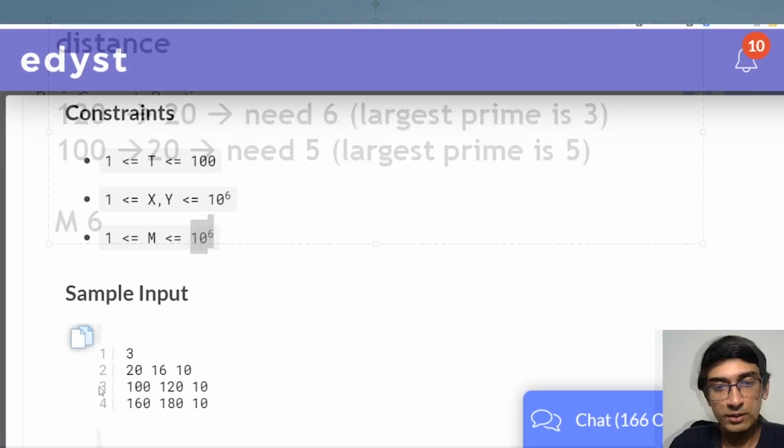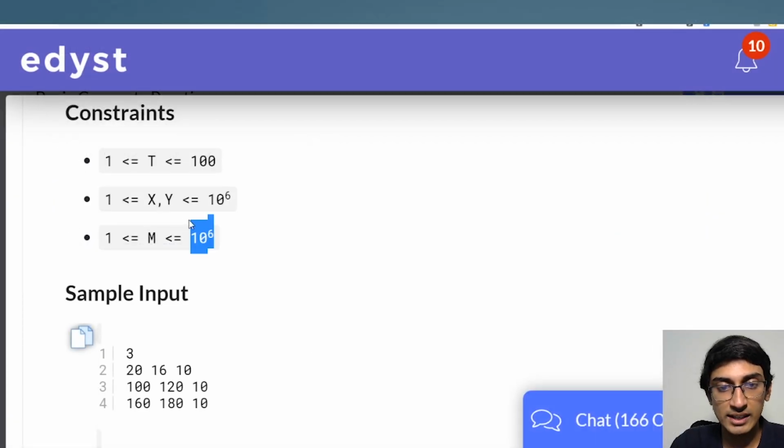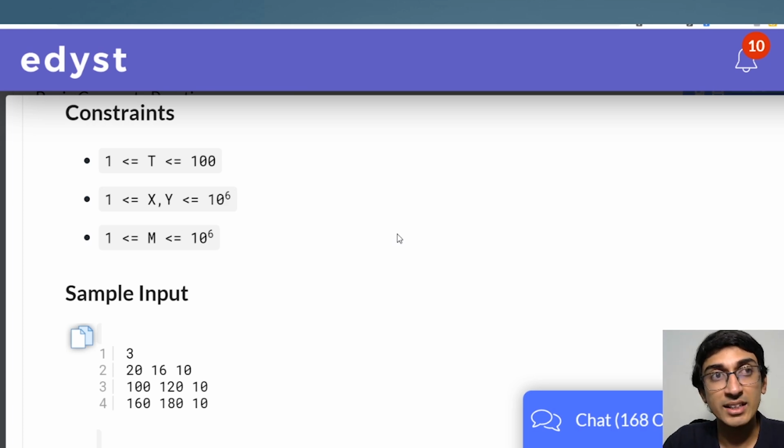Now let's come back to our constraints. If you check the constraints, we notice that t can be up to 100 and x can be up to 10 raised to 6. Assuming, let's say, that y is 1 million, or just less than 1 million, the first prime number just less than 1 million, and x is 1, which means to prime factorize y, or to find the distance, let's look at the worst case scenario here.